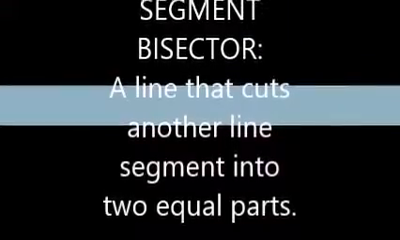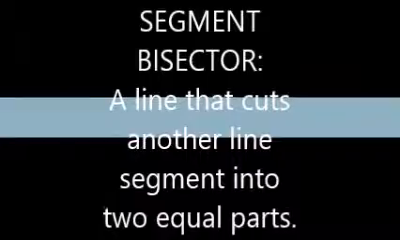These floor tiles are one example of a segment bisector. Segment bisector, a line that cuts another line segment into two equal parts.